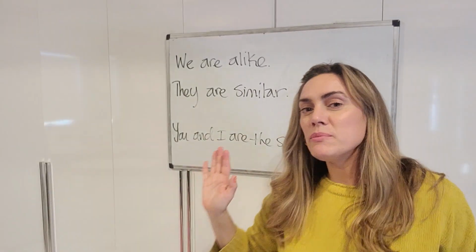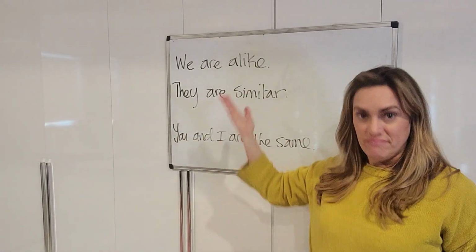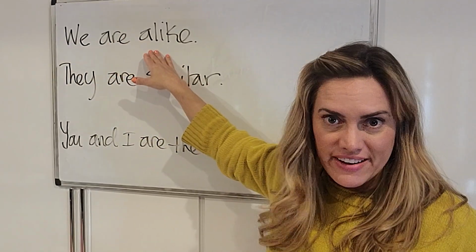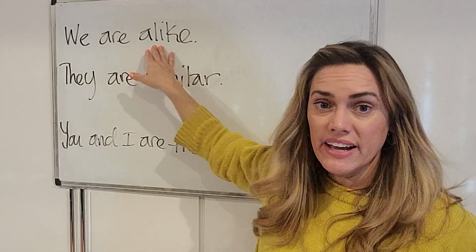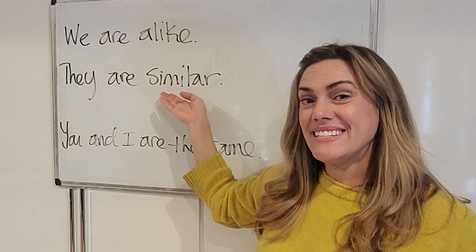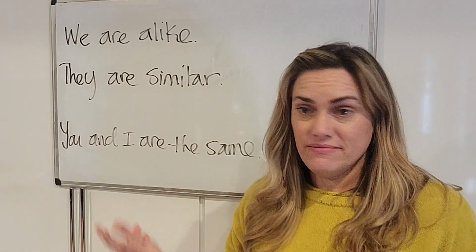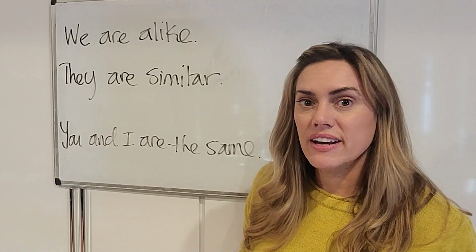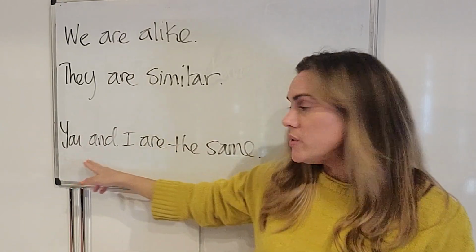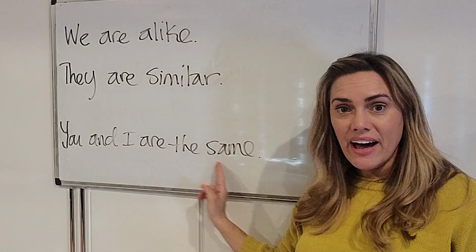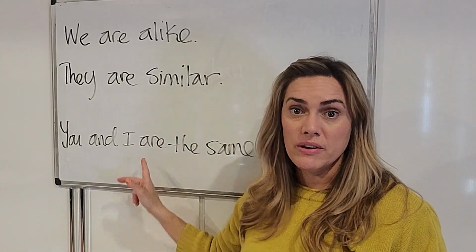I always think examples are the best thing to do. So here's some examples with be plus a noun or adjective. So we are alike. That's the adjective, alike. So you want to use the be verb. We are alike. They are similar. That means adjective describing they, showing similarity. They are similar. You and I are the same. So here we're using a noun, but we have the be verb before it.